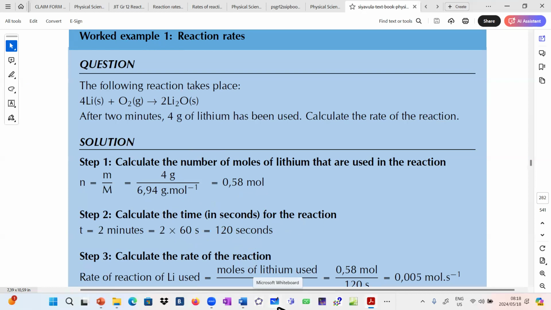Good. Now this is what we have. Step 2: calculate the time in seconds for the reaction.